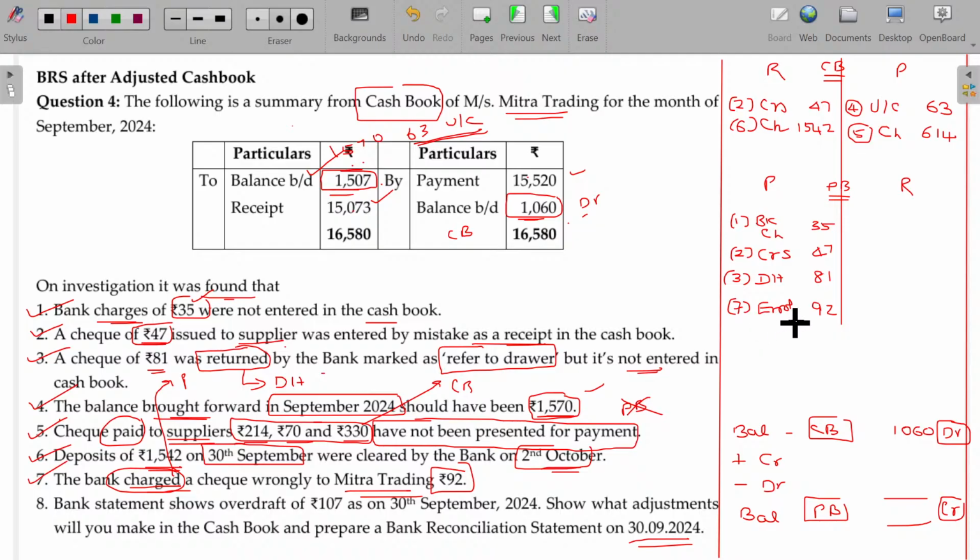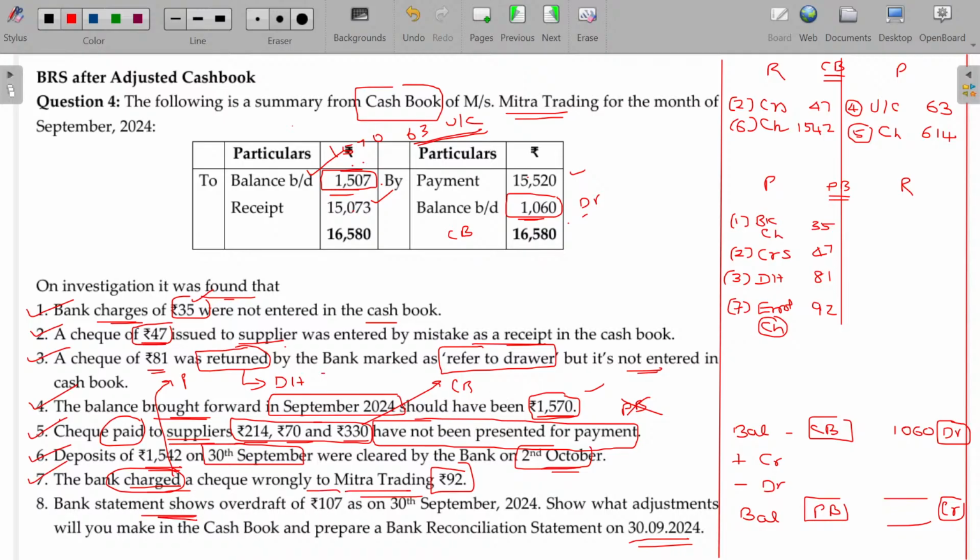Okay, cheque related. This is not my cheque at all. Some third party issued the cheque for 92 rupees. Banker has debited that 92 from my account. Whose mistake is it? Banker's mistake. I have not shown it in my cash book because I'm aware of that. So I'm error free. It's a banker's mistake.